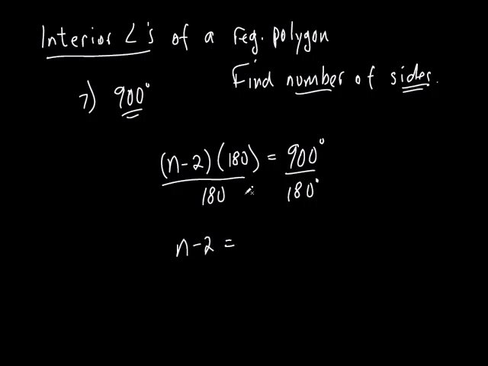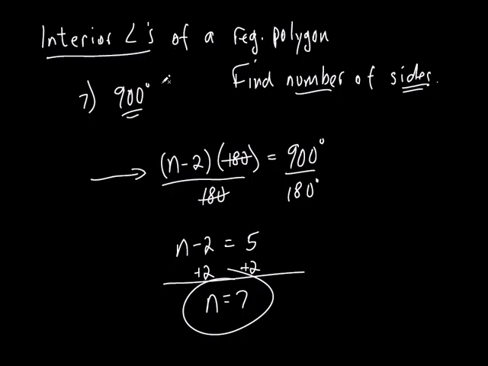So what are we left with? n minus 2 equals, and this cancels out, 900 divided by 180, which is 5. Now it's real simple. What do we do to get n by itself? Add 2. So we just use this formula that we used earlier, but we're solving for something different. This time they don't tell us the number of sides. We had to find the number of sides. And then n is what? 7. So how many sides does this polygon have? It's got 7 sides. All the angles would add up to 900 degrees. Make sense?